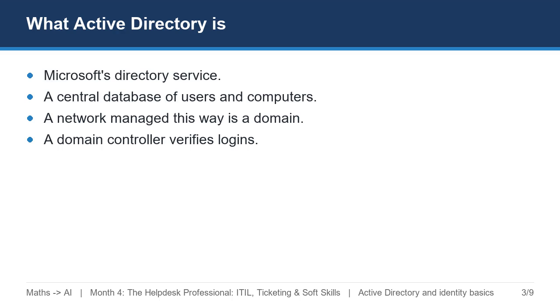So what is Active Directory? It's Microsoft's directory service, a central database of every user, computer, and resource on a Windows network, plus the rules about who can access what. A network managed this way is called a domain. When a user logs into their work PC, that PC asks a domain controller, which is a server running Active Directory, to confirm the password. That single sign-in then governs the user's access right across the network. One identity, managed centrally.